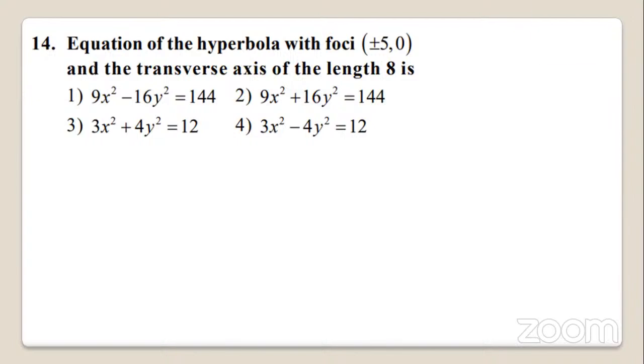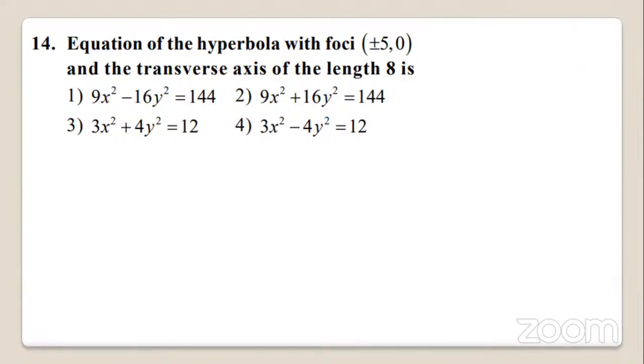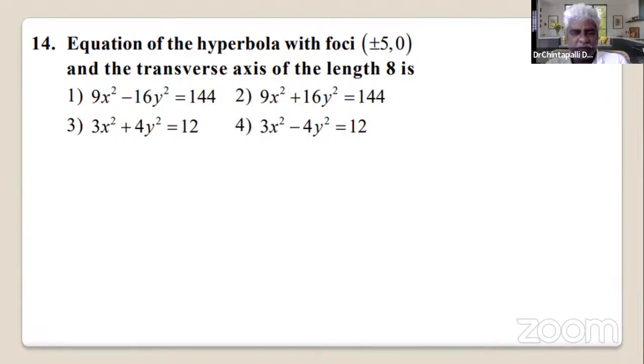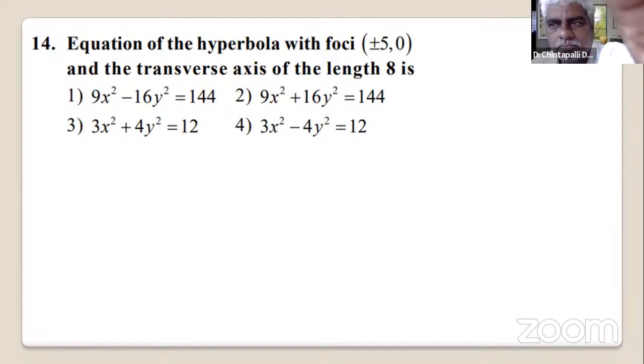What is A? A is equal to 4. Right? Yes, sir. Very good. E equals 5 by 4. Find B square. B square equals A square times E square minus 1. B square equals 16 times 25 by 16 minus 1. B square equals 16 times 9 by 16. B square equals 9, sir. Very good. Go ahead.